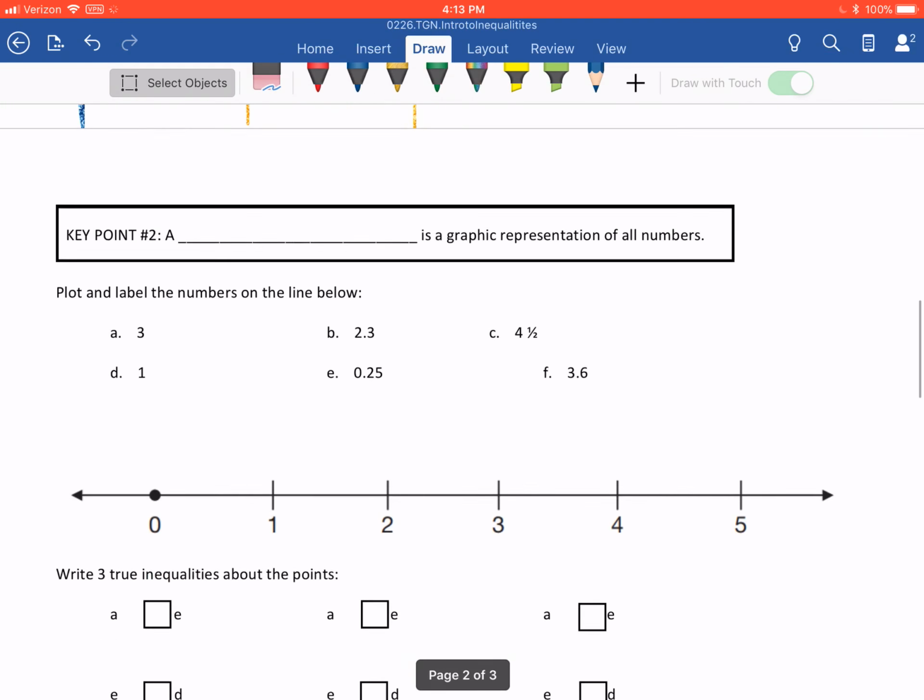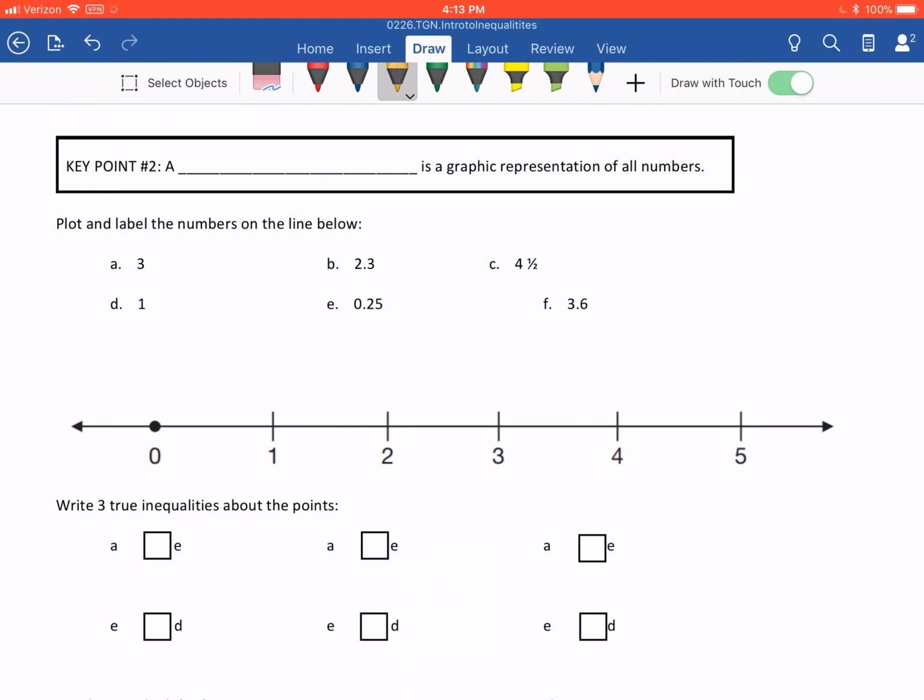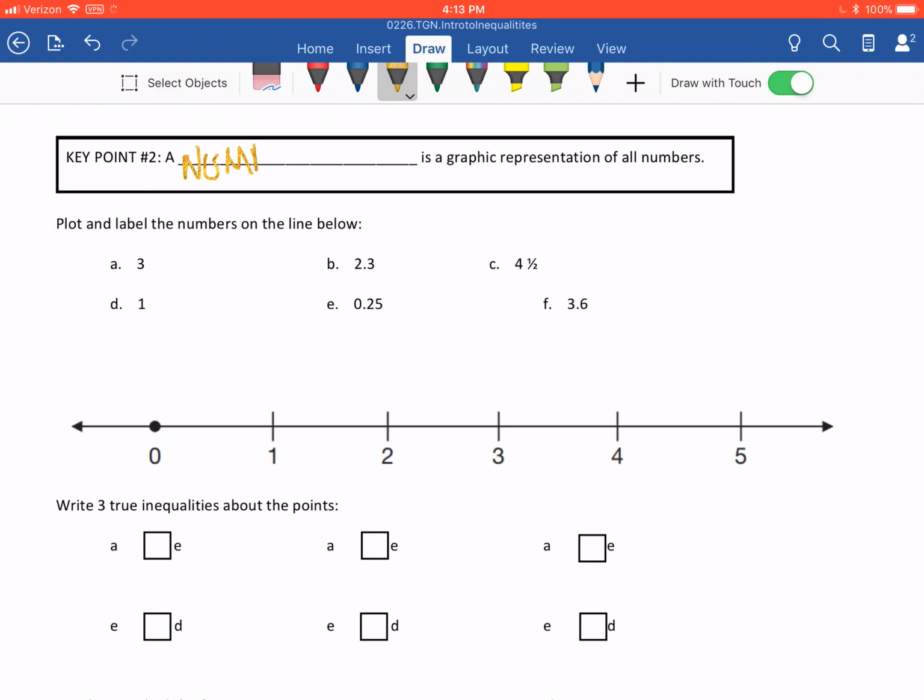at our key point number 2. We have made it. Key point number 2, a number line is a graphic representation of all numbers. So your fill in the blank here should be number line is a graphic representation of all numbers. Every single number in the universe you can put on a number line. That's exciting.